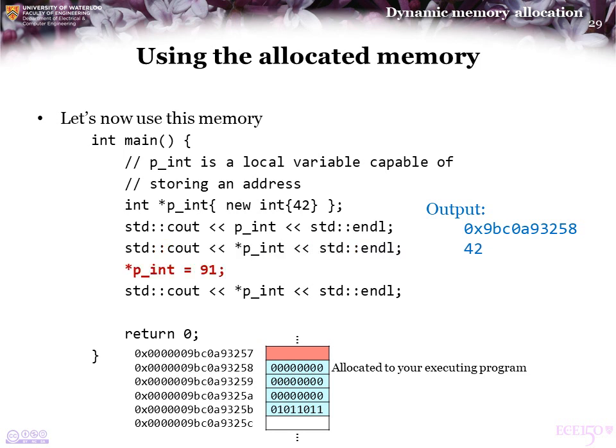Next, we assign to that memory location the value 91, and that changes the memory below. So now we see that in that memory location, the value 91 is stored, and 1011011 is the binary representation of 91. With the next line, we now print what is at that address. And of course, what is at that address now is the value 91.